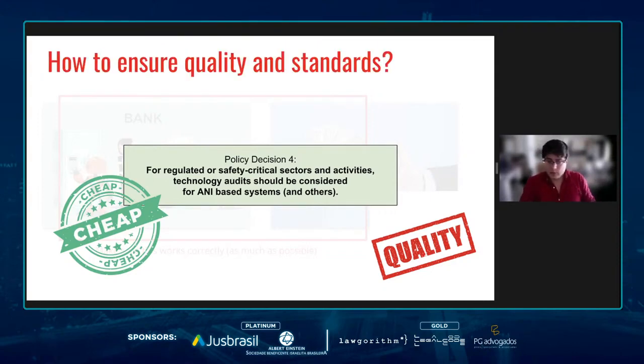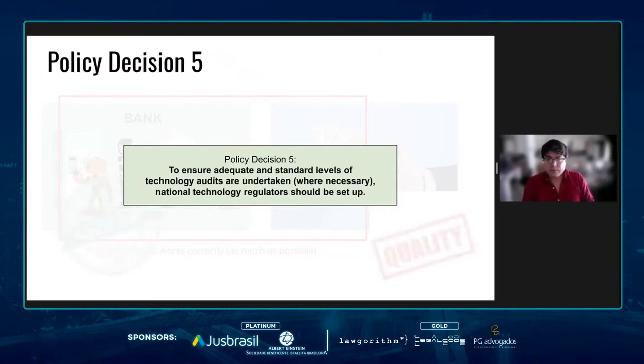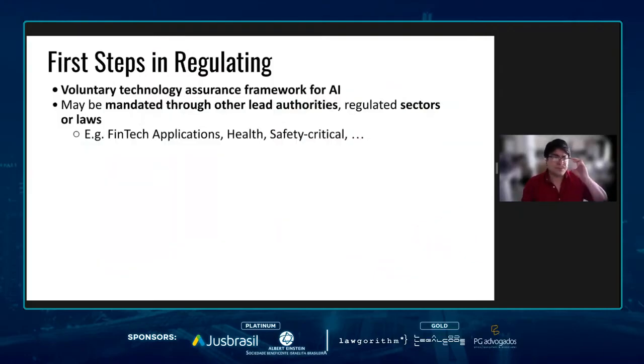And how can we do this? Well, we need to look towards some standards. And the fifth policy decision was, in order to assure these levels of standards and audits undertaken, a national technology regulator was set up. And that is what the Malta Digital Innovation Authority became, which is the authority responsible for the levels of assurances, audits, and standards which are undertaken.